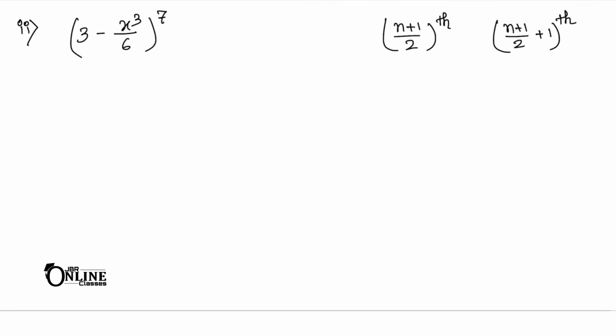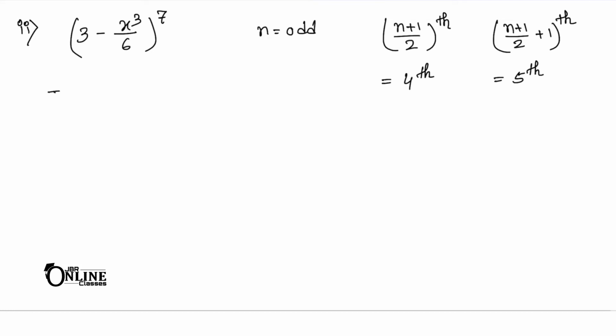Here (3 minus x cube by 6) whole to the power 7. That means here n is an odd number. So when n is an odd number, the formula to find the middle term is the (n plus 1) by 2th term, and also the (n plus 1) by 2 plus 1th term. So for that, 7 plus 1 is 8, that means the 4th term, and the other one will be the 5th term. That means there will be two middle terms.